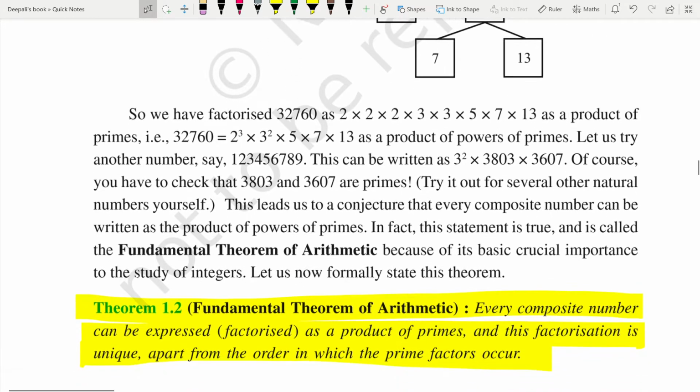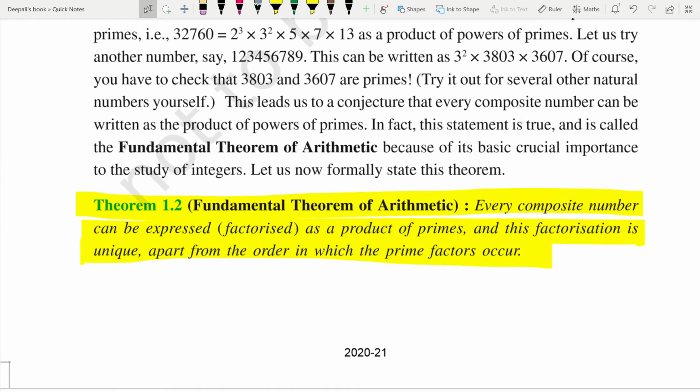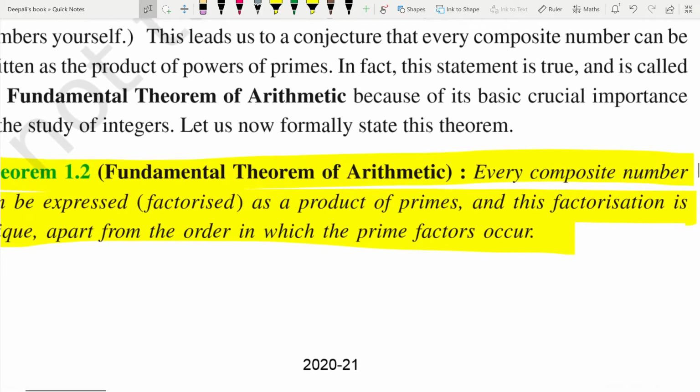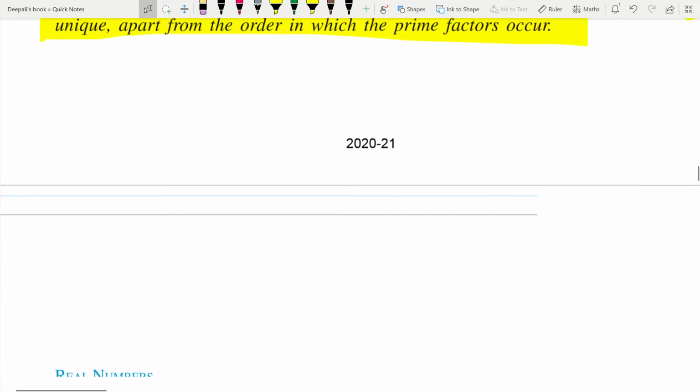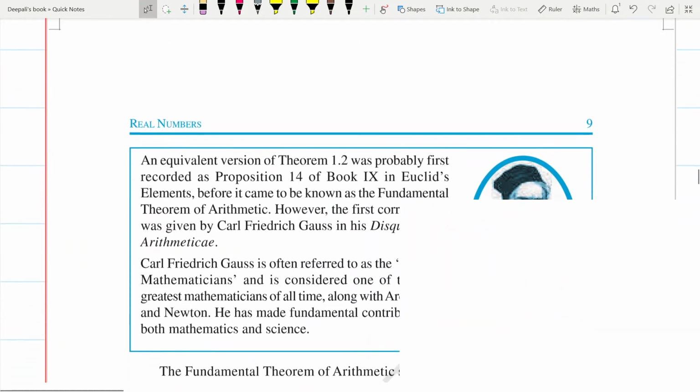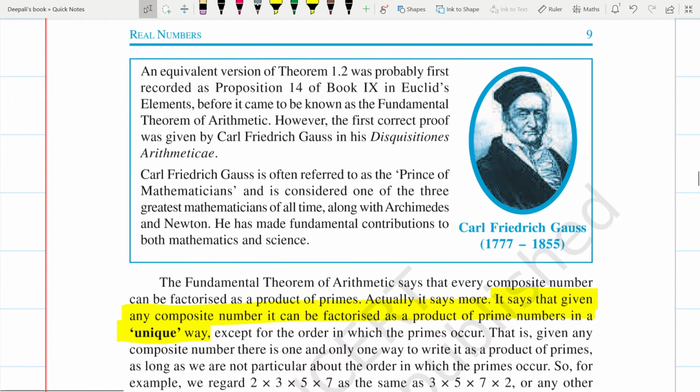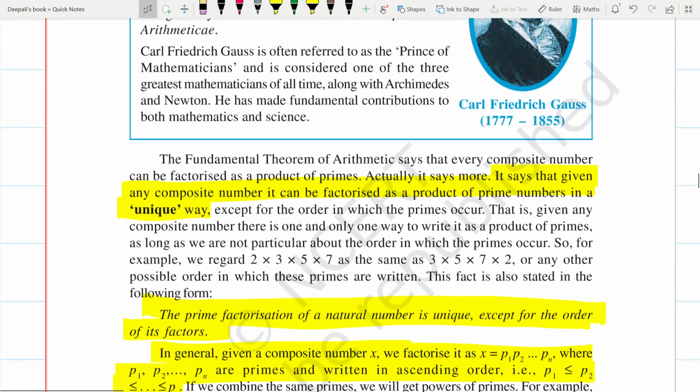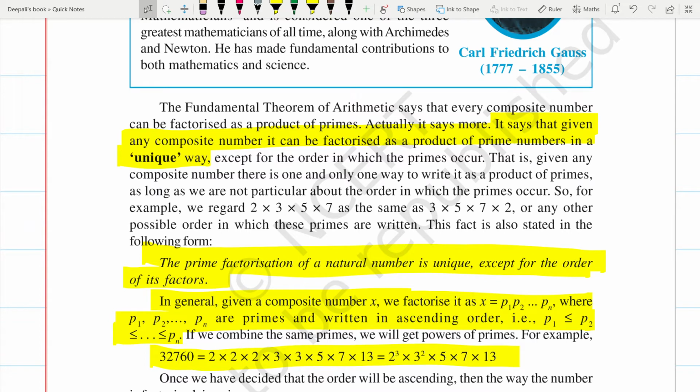Now the fundamental theorem of arithmetic states the similar thing. It says every composite number can be expressed or factorized as a product of primes, and this factorization is unique apart from the order in which the prime numbers occur. It can never have two different factorizations. So given any composite number, it can be factorized as a product of primes in a unique way. The prime factorization of a natural number is unique except for the order of its factors.